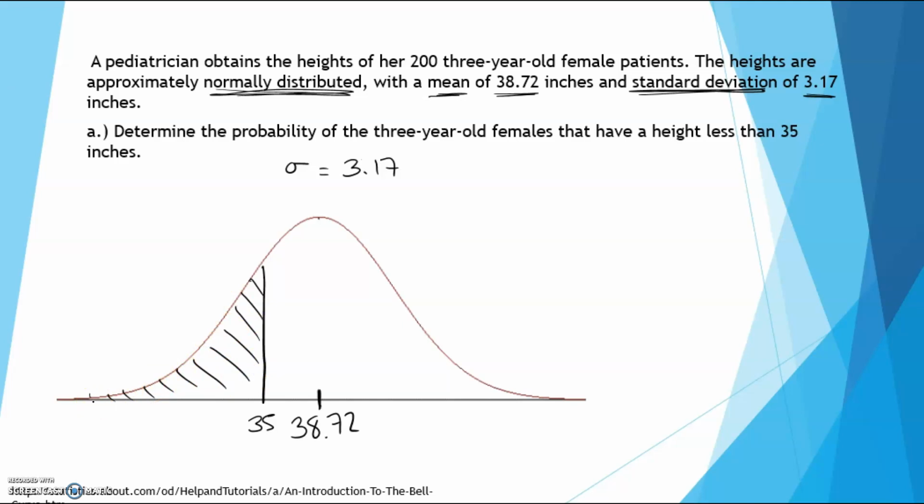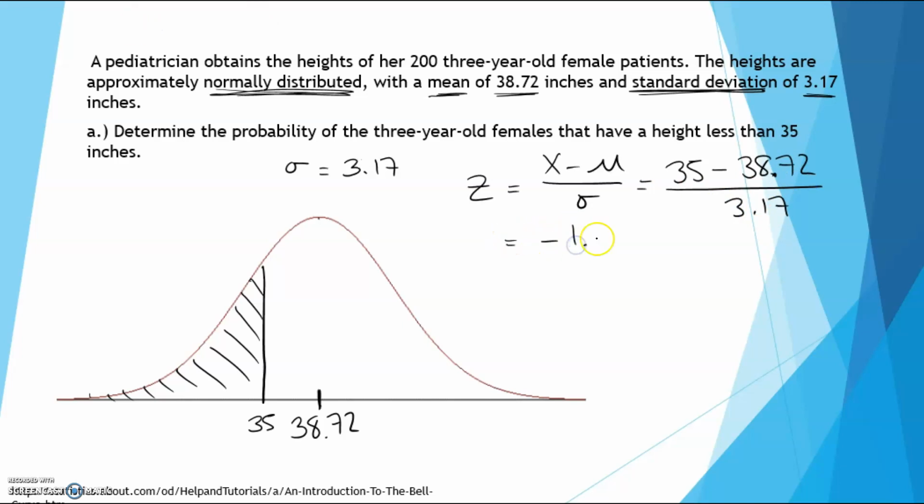Now since my mean is not 0 and my standard deviation is not 1, my x values are not the same thing as my z-scores. So I have to put my x value through this z-score formula, which is 35 minus 38.72 divided by 3.17, which you'll get a negative 1.17. Now when you're trying to find the z-score, you're always going to go to 2 decimal places.